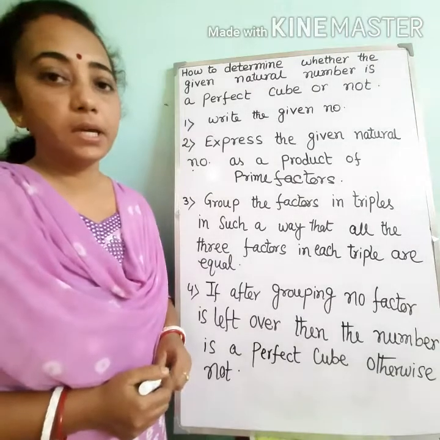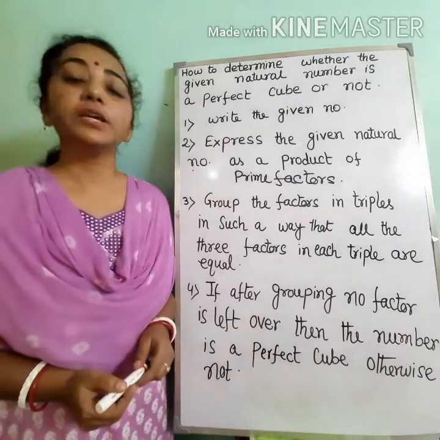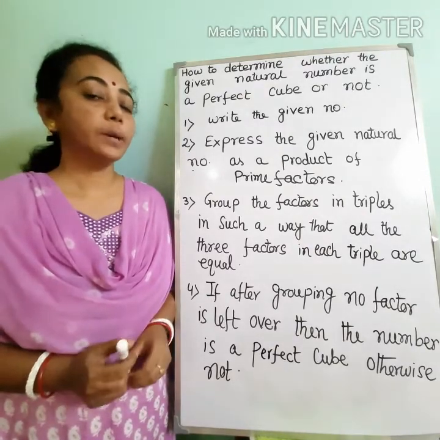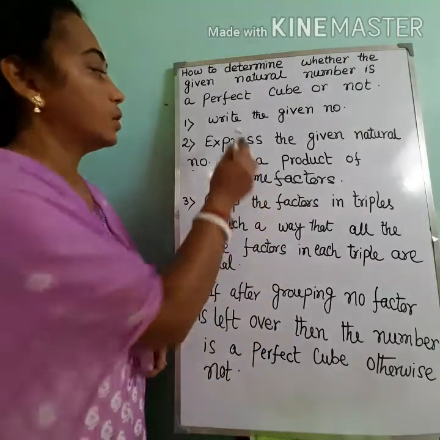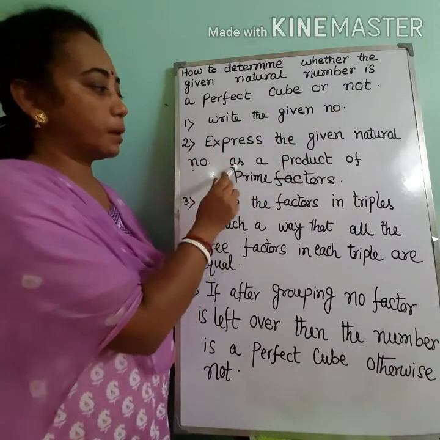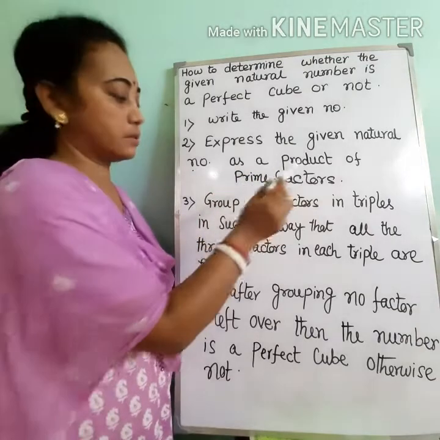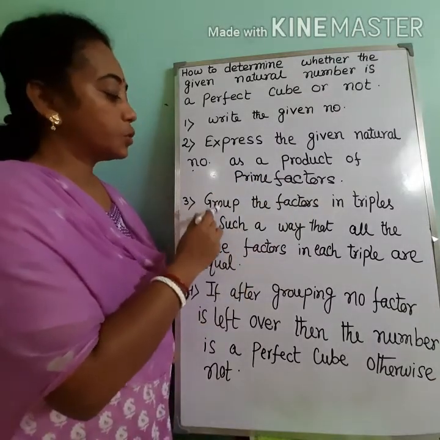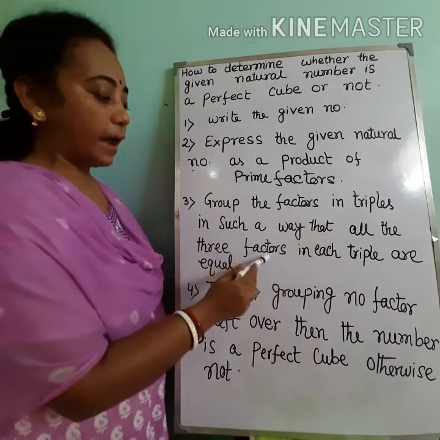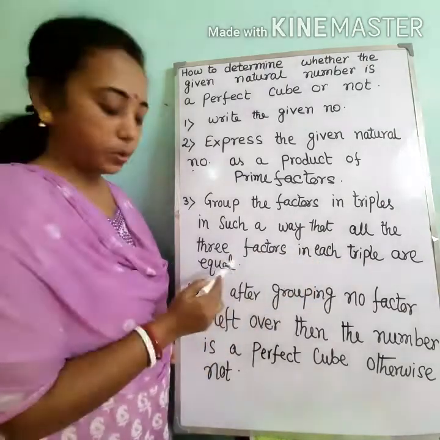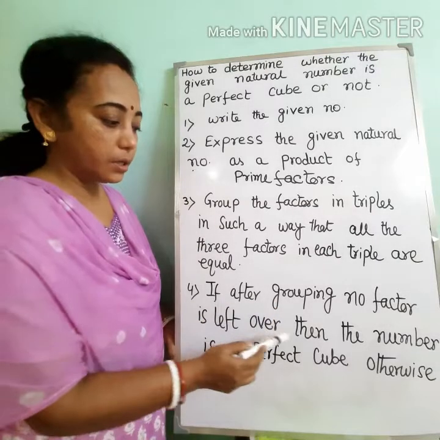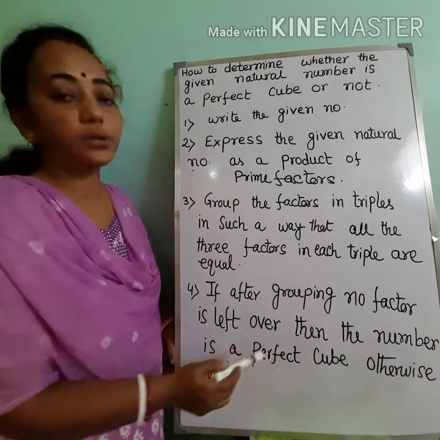Now we will see how to determine whether the given natural number is a perfect cube or not. The following steps are to be followed. The first step is we write the given natural number. Then we express the given natural number as a product of prime factors. The third step, we group the factors in triples in such a way that all 3 factors in each triple are equal. If after grouping no factor is left over, then the number is a perfect cube, otherwise not.